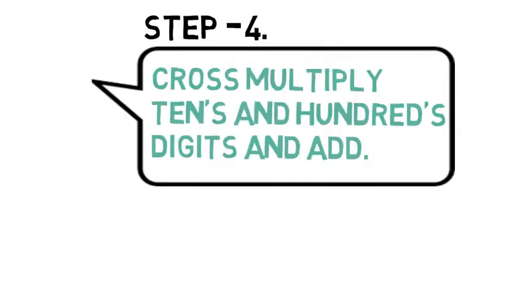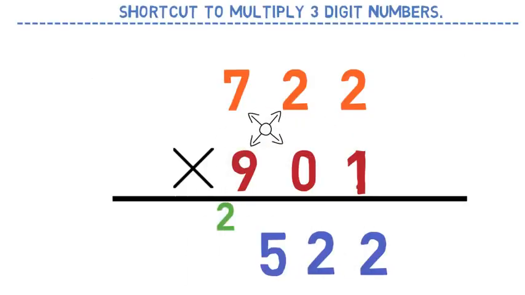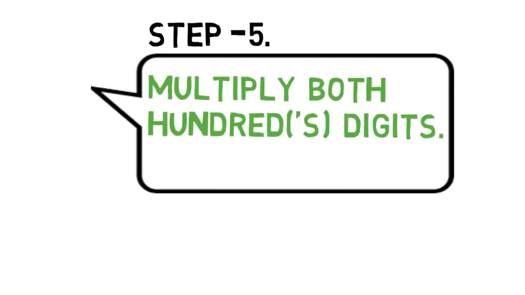Now let's move on to step 4. Step 4 is the cross multiplication of the tens and hundreds digits. So here we have 7 into 0 is 0, 9 into 2 is 18, and 0 plus 18 is 18. 8 will come at the thousands place and 1 would be carry, which would come at the ten-thousands place.